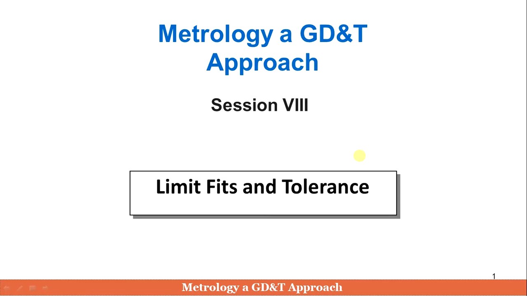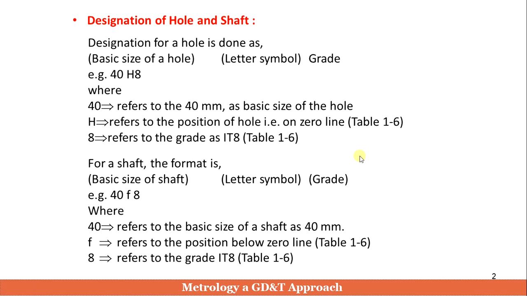In a few sessions we have discussed methodology, measurements, instruments, and in the last session we heard about limits, fits and tolerance. In continuation of that session, now the designation of hole and shaft. We have seen the fundamental deviation chart earlier. Now, designation for a hole: capital alphabets are used for holes and small letters for shafts, as we have seen.